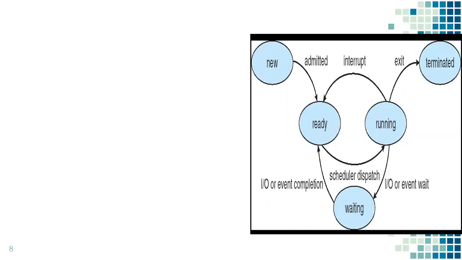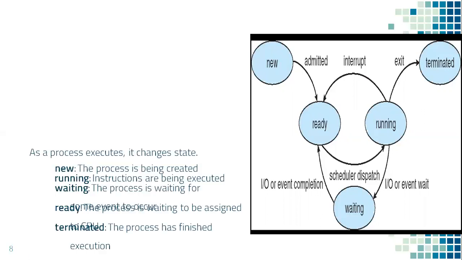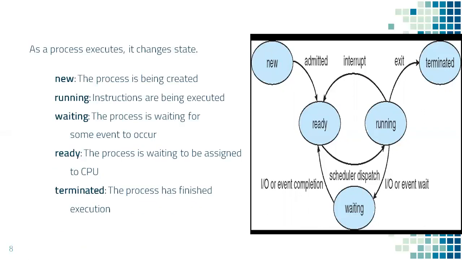So the first state of a process is the new state. The process will be in the new state when it is just created. So when the process is just born or created, it will be in the new state.